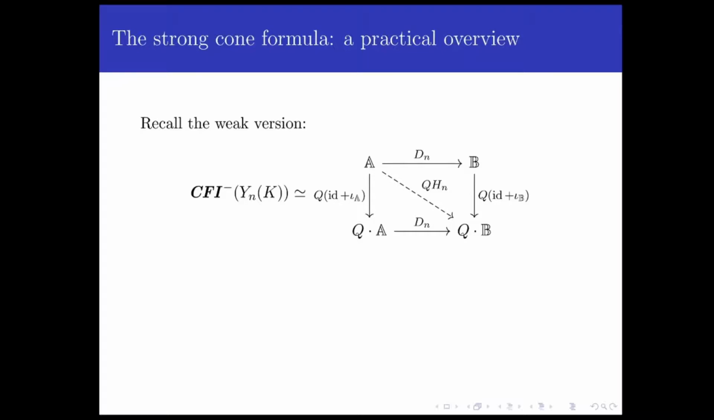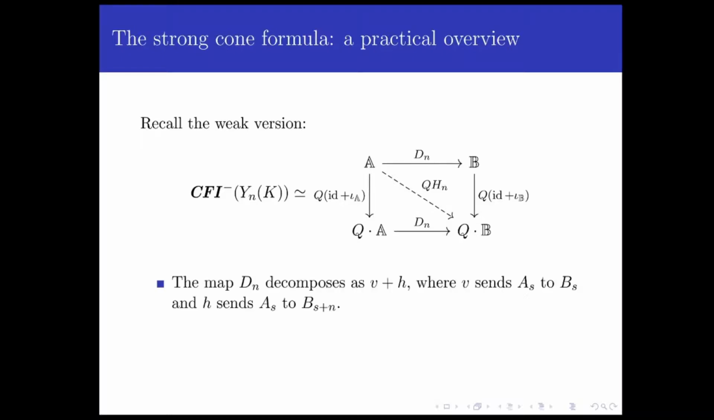So just recall the weak version, which says that the n surgery along a knot is homotopy equivalent, as an iota complex, or as a complex over F adjoin U, Q mod Q squared, to a complex that has this form, where A and B are the chain complexes that appear in Ozsváth and Szabó's mapping cone, and D_n is also the map which appears in their mapping cone formula. And iota_A coincides with the knot involution, but we still have these maps H_n and iota_B, which are still slightly mysterious to us.